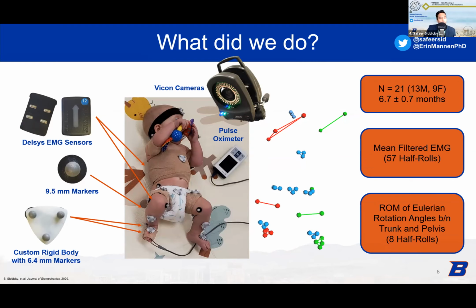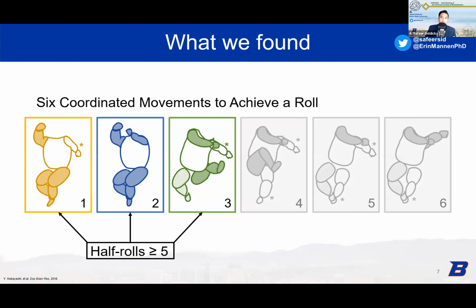We calculated a mean filtered EMG for a total of 57 half rolls, and the range of motion of Eulerian and rotational angles between the trunk and pelvis were calculated for 8 of those 57 half rolls, and our labeling is still ongoing. We present data today from rolling categories that we assessed visually from video data that had at least 5 half rolls each, so the first 3 categories shown.